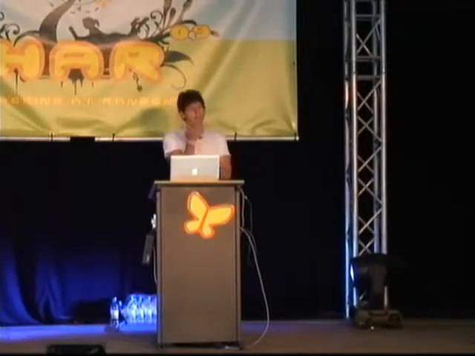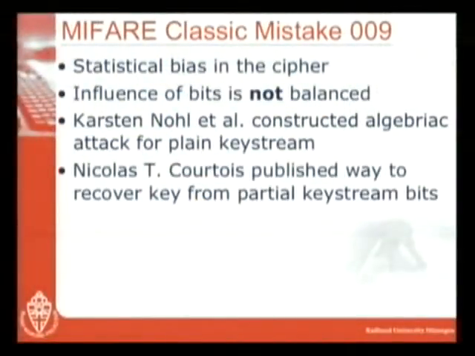So, another mistake was the statistical bias, which is in the cipher. Karsten Nohl already wrote about it, that there is an algebraic attack on it when you use certain bits which are not really as independent or balanced as they should be. Because it should be half times true and half times not true. But if it is in different values, then you learn from it. And if you have more information, you learn from it quickly. And this cipher is quite weak, so you don't need much.